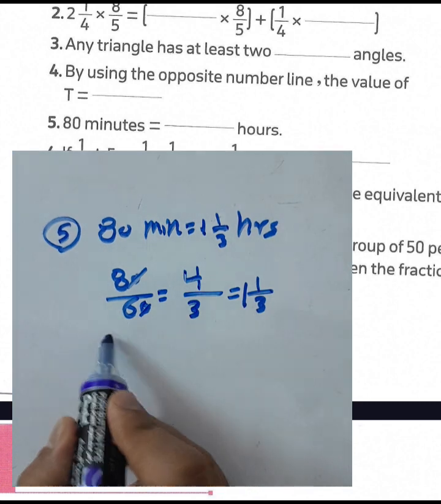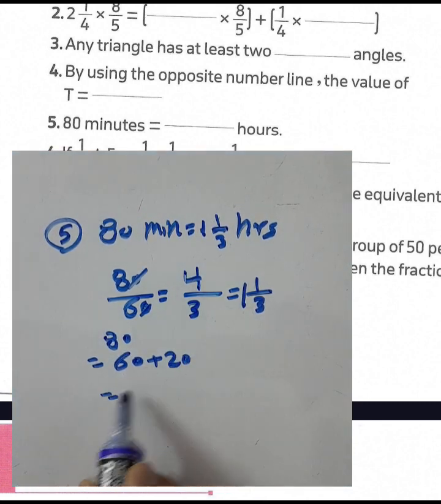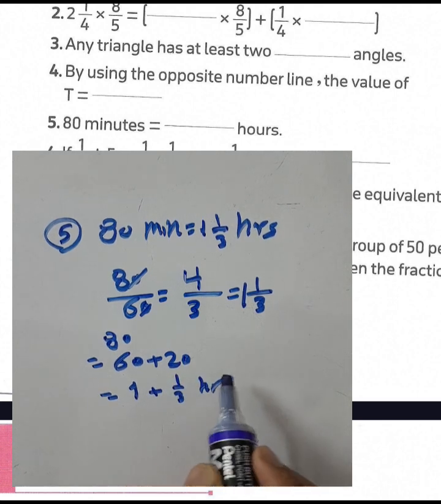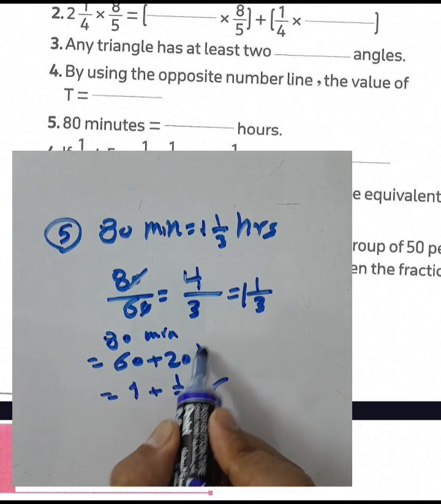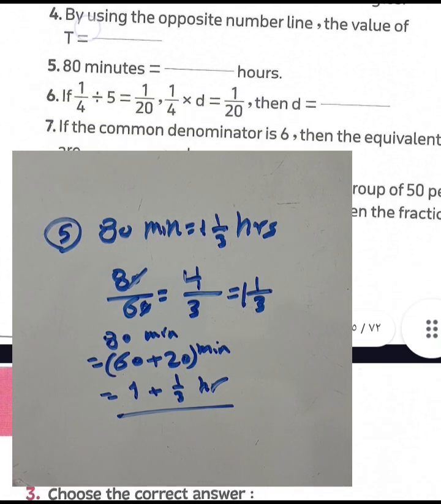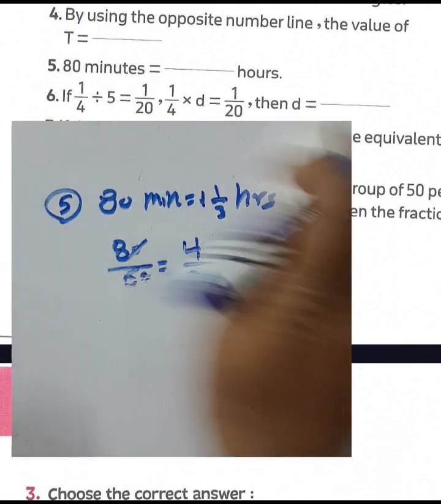Or you can write 80 equals 60 plus 20. 60 is 1 hour and 20 is a third of an hour. Okay, understood? You can solve by this method or this method as you like. We have 2 steps here to find the result by using this method or this method as you like.